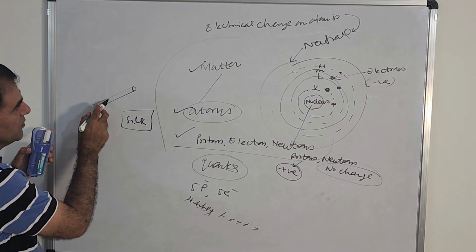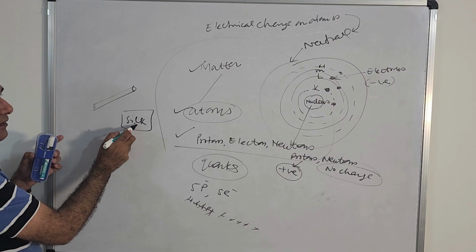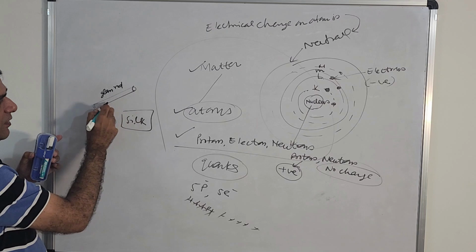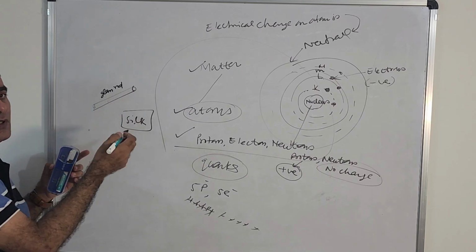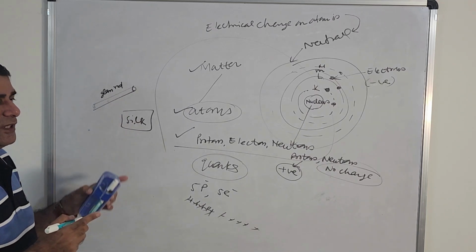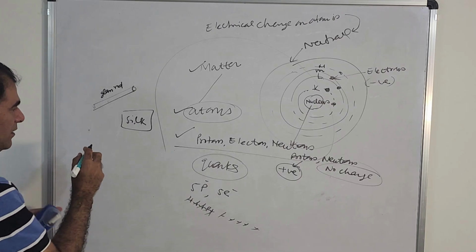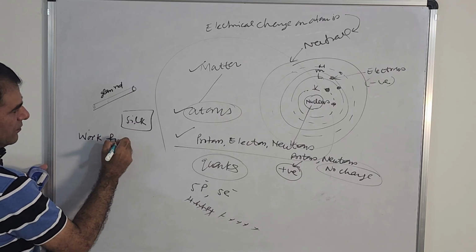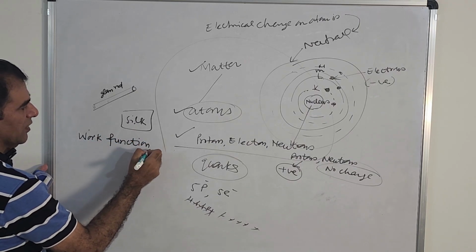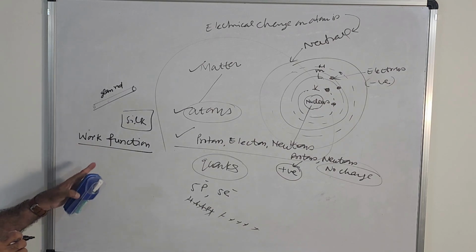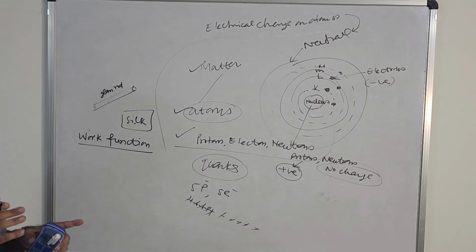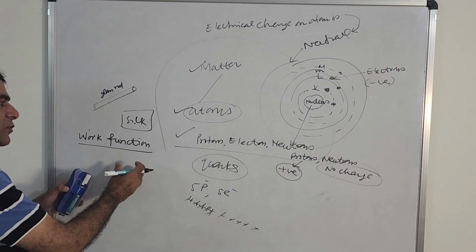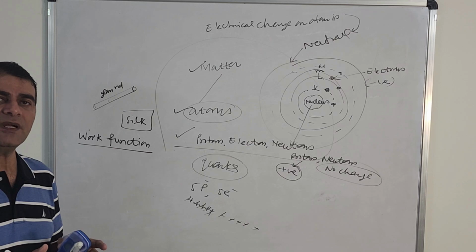Now when you rub this glass rod with silk, what actually happens? Before going into that, I will tell you one thing: the term work function. You must know this term to understand this. What is work function? Work function is the minimum amount of energy required to remove an electron from the surface of any matter.